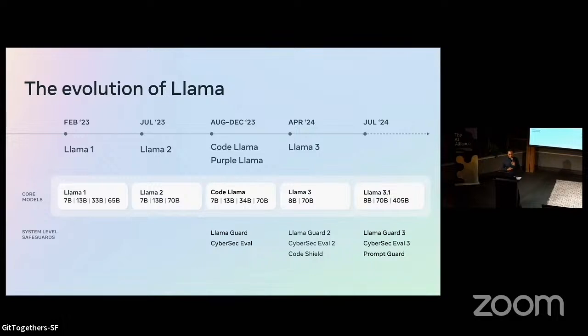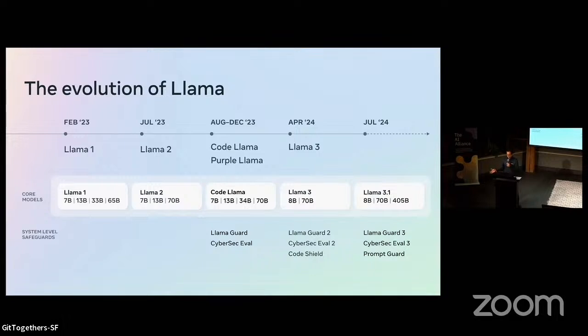After launching Llama 2, we saw that there were popular use cases like code generation, code analysis. So we launched Code Llama with a larger context window, where people can take entire files of code and put it as an input prompt. And we also launched Purple Llama, which was our first trust and safety Llama Guard models and CyberSec evals.